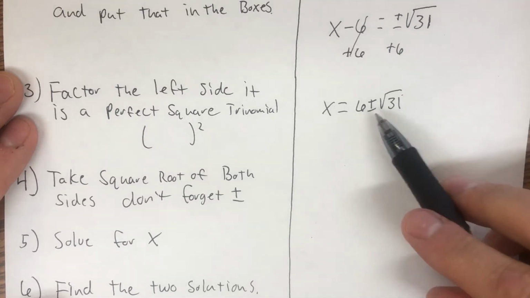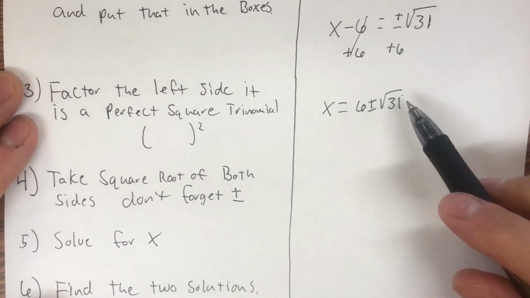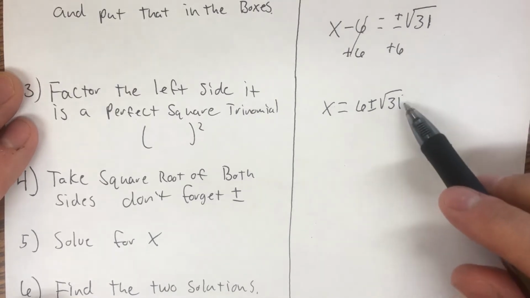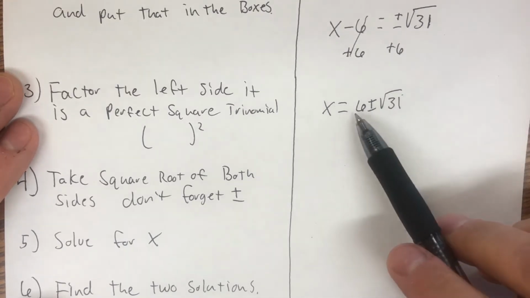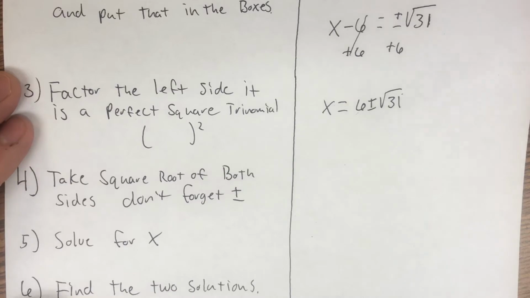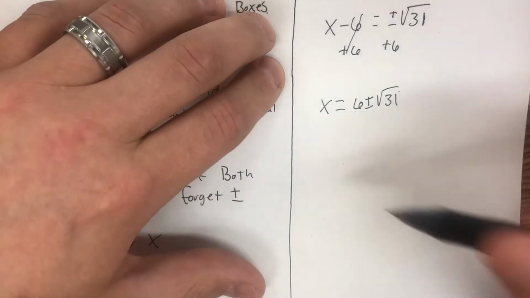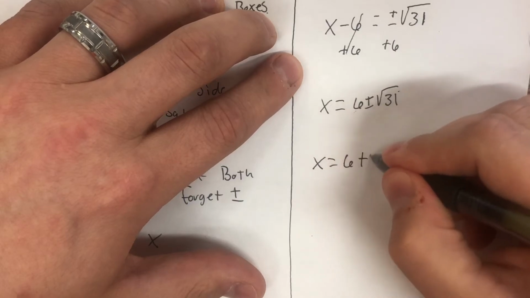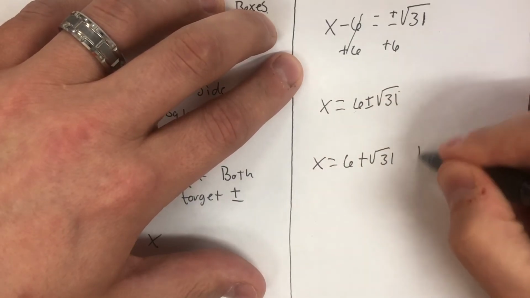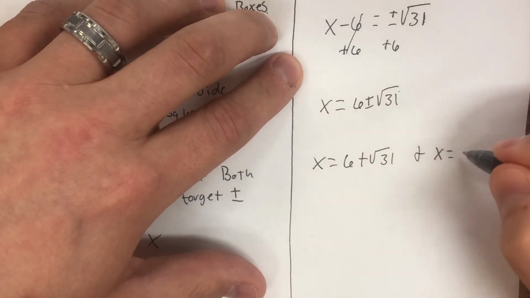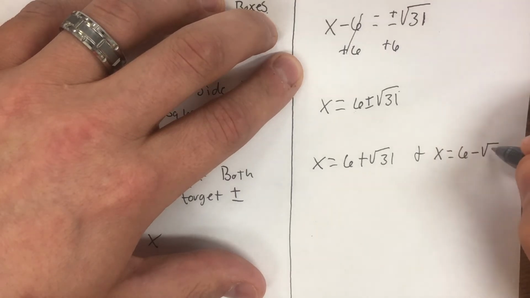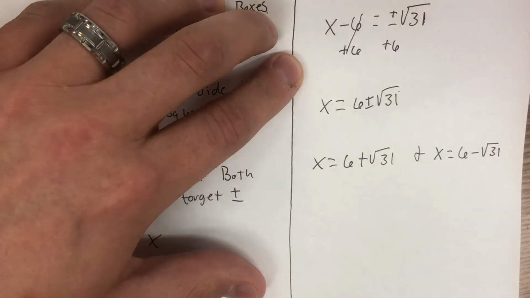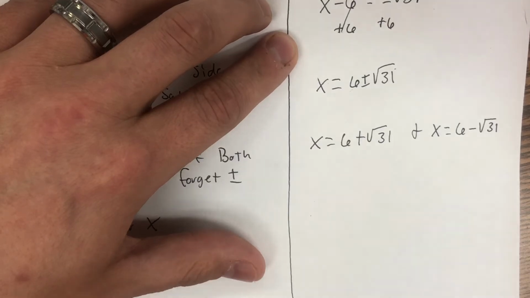You could have done the square root of 31 positive plus 6 and negative square root of 31 plus 6 as well, but it's easier to put this term in front of that square root. Okay? Now to find our two solutions, x is equal to 6 plus the square root of 31, and x is also equal to 6 minus the square root of 31. And you will need to use a calculator to find that.